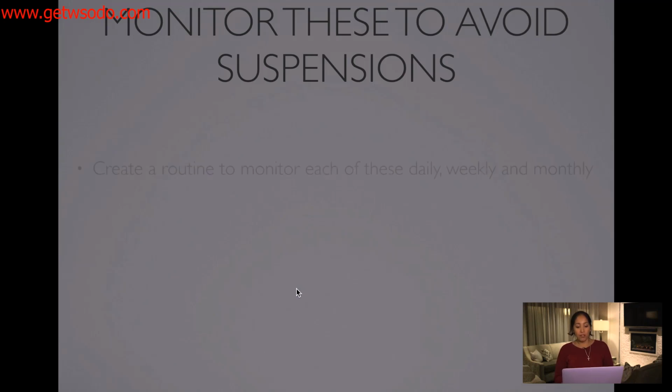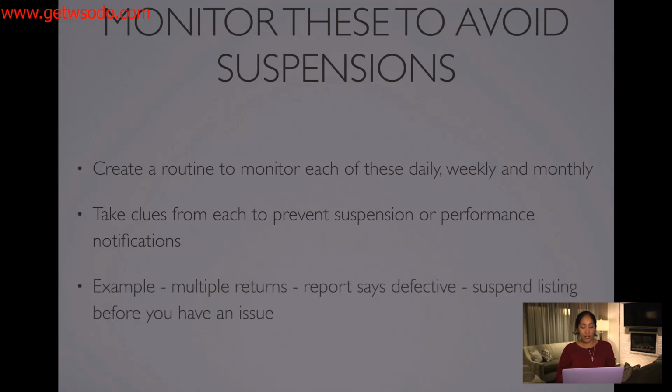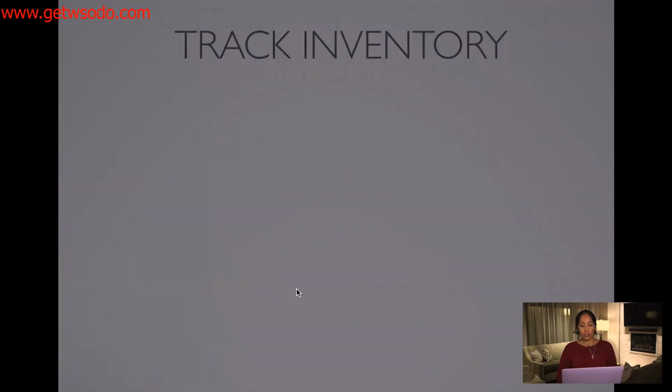So here's what you'll want to monitor in order to avoid suspensions. You want to create a routine to monitor each of these daily, weekly, and monthly. So we'll go over those here in a second. But take clues from each of these to prevent suspension or performance notifications. For example, let's say you had a multiple amount of returns and you look at your returns report and it says you've got quite a few defective items. Suspend the listing yourself and figure out what's going on in the manufacturing process before Amazon suspends it, and then you have to file what's called a plan of action to appeal the suspension. So you want to figure out what's wrong yourself.